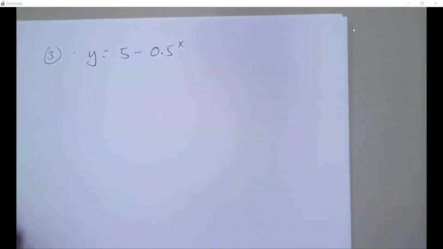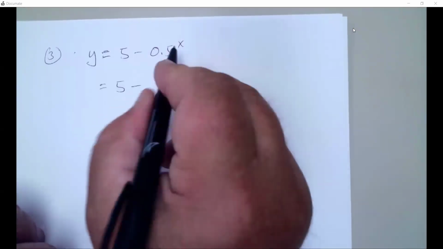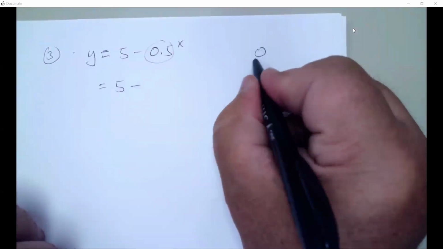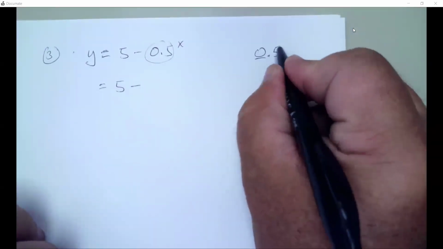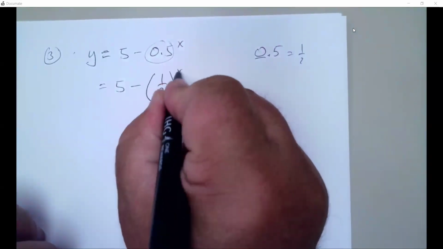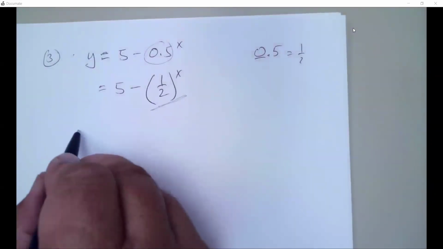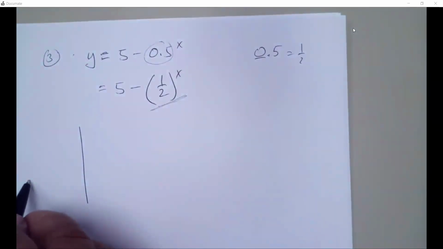Yes. Or we can have y equals 5 minus 0.5^x. What is 0.5 in fractions? So this is 1/2 to the power x. So let's draw this graph first. What does the (1/2)^x graph look like?